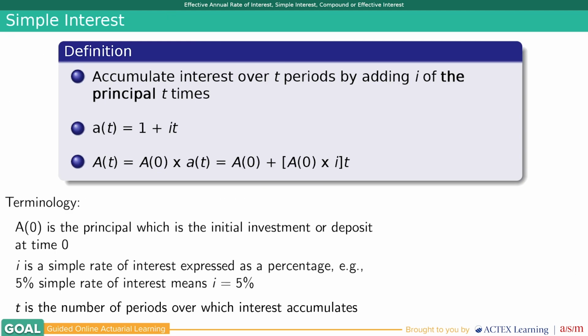Using simple interest, we accumulate interest over t periods linearly by adding I of the principal t times. This creates an accumulation factor of 1 plus it, and an accumulation amount of the initial principal, which is a of 0, plus the interest t times, and the interest is equal to the initial principal times the interest rate, which is I, a simple rate of interest expressed as a percentage.